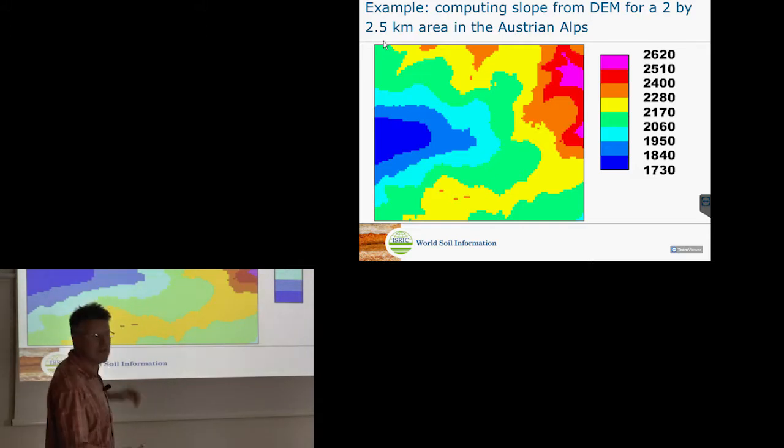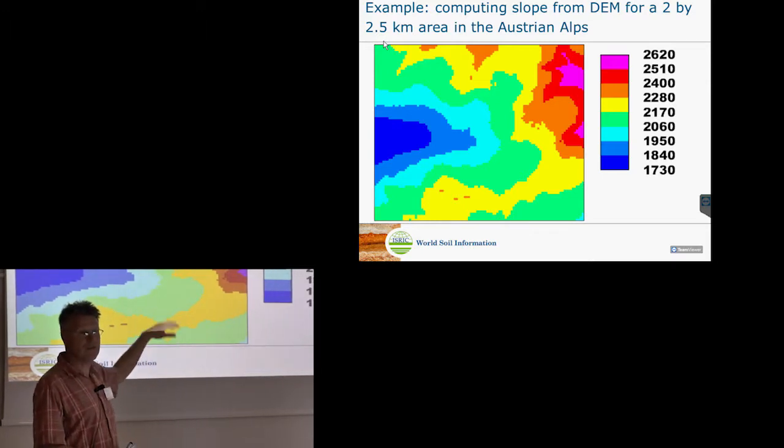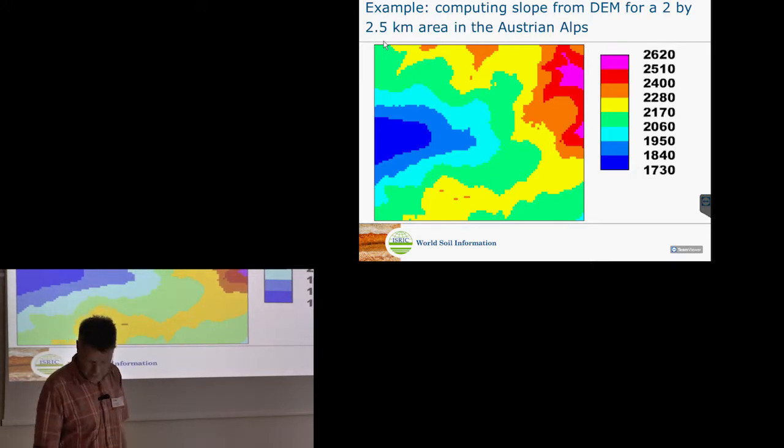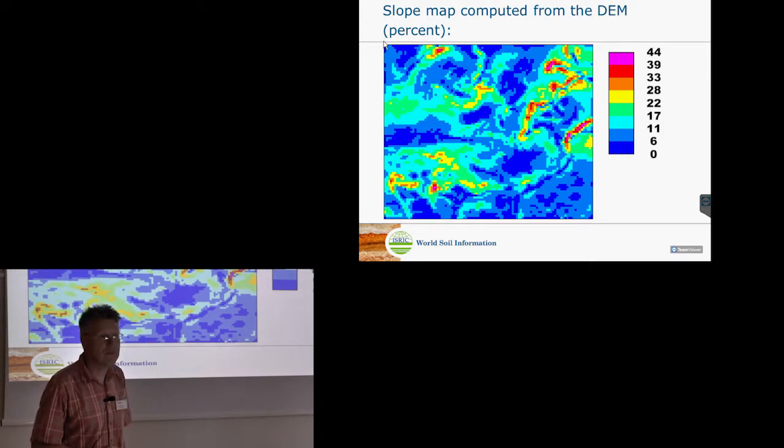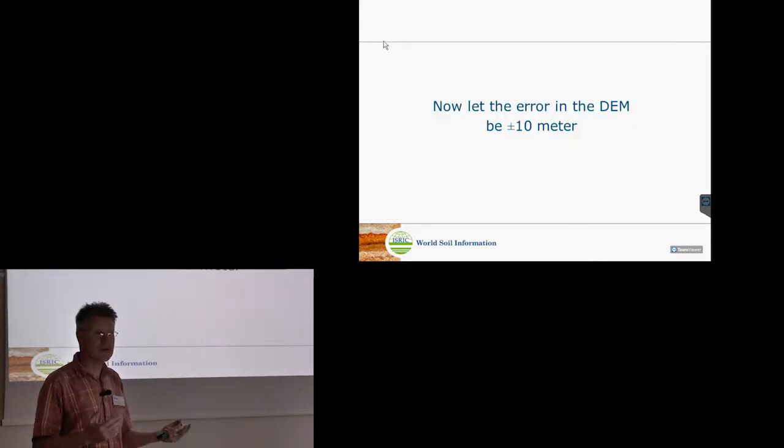So we have here a digital elevation model of a part of the Austrian Alps. Elevation ranging from 1700 up to 2600 meters. We can compute a slope map from that elevation map easily. But now let's suppose there is an error, there's uncertainty about the digital elevation model. Let the standard deviation of that error be plus or minus 10 meters. That means we don't know the true elevation. We only have a representation, an estimate. The true elevation might be different.